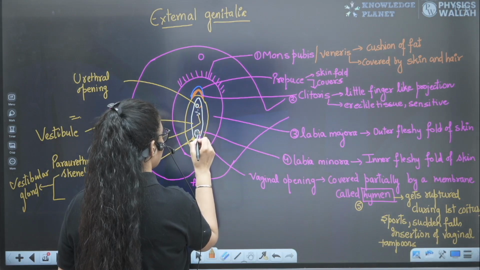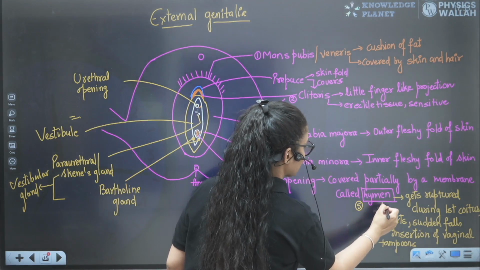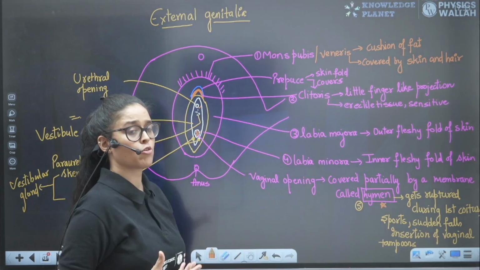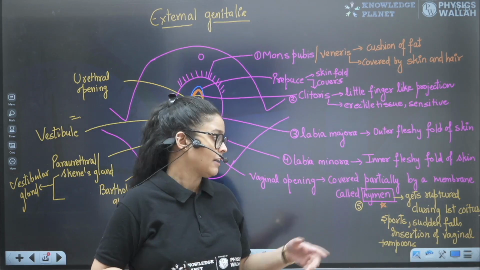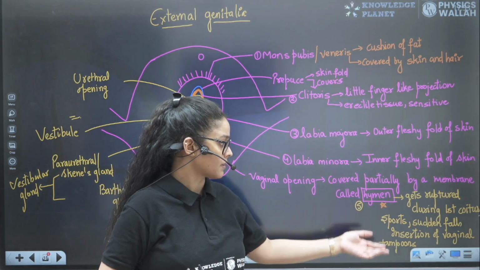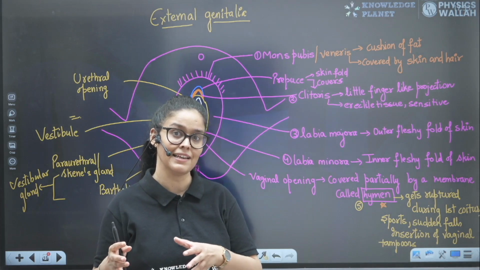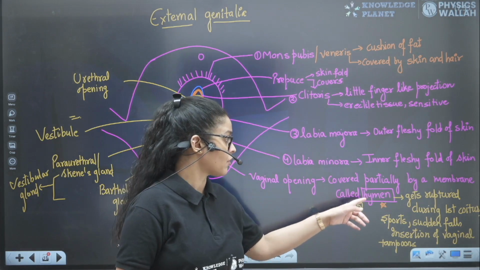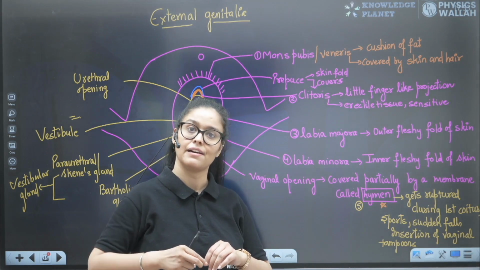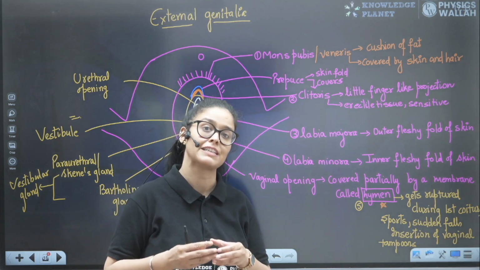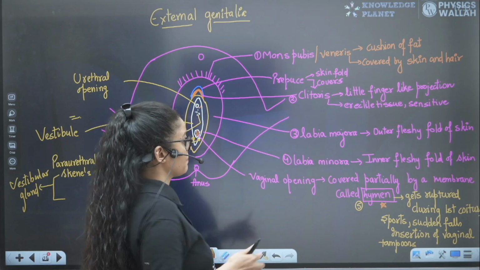This vaginal opening is covered partially by a membrane known as the hymen, which usually gets ruptured during first coitus, but sometimes it doesn't rupture even during the first coitus, right? Or it can be ruptured due to sport, due to a sudden fall, due to insertion of vaginal tampons used during the menstrual cycle. So these can also be the reason for the breakdown of the hymen. So we cannot say that it is the virginity knot, right? We cannot consider it a virginity knot. So you have to remember this.